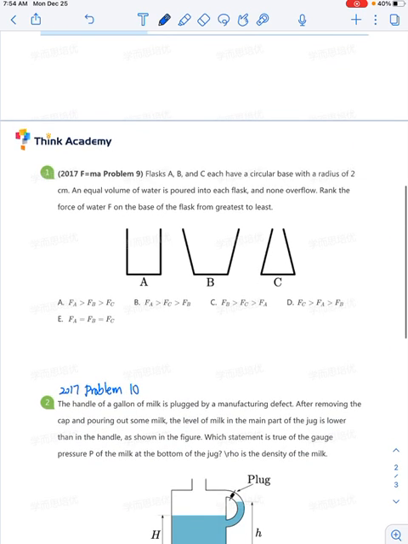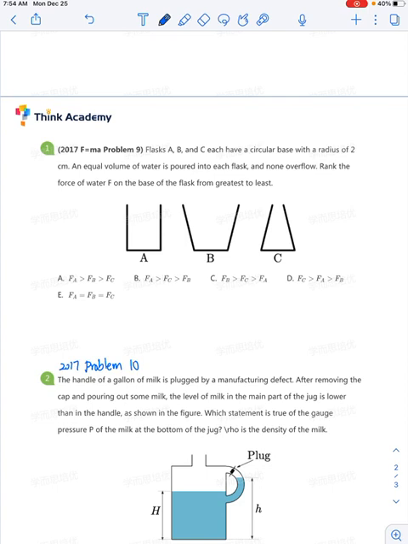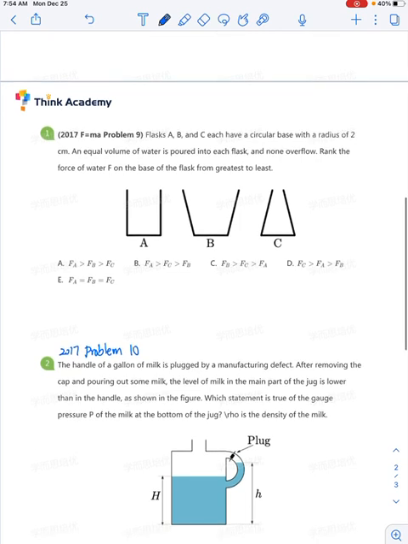If we know this formula and how we got it, we can then take a look at some problems. Although the two problems are both from the 2017 F equals ma problems, trust me, they are not going to be very hard. For the first one, we have three flasks, A, B, and C, each with a circular base of radius 2 centimeters. So we know the area of the bottom will be the same. But then an equal volume of water is poured into each flask and none overflow. So we want to rank the force of the water F on the base of the flask from greatest to least.